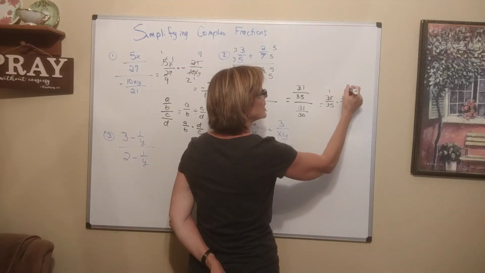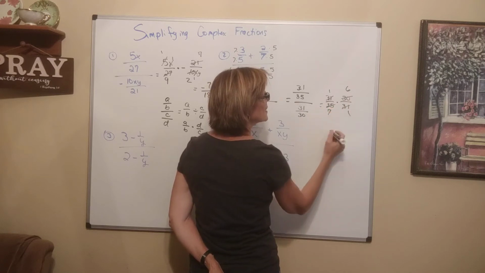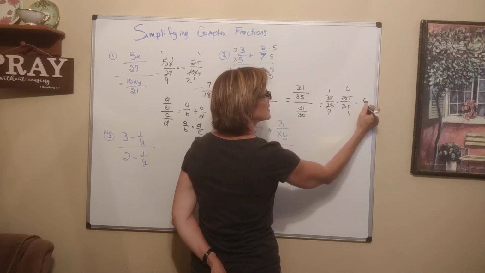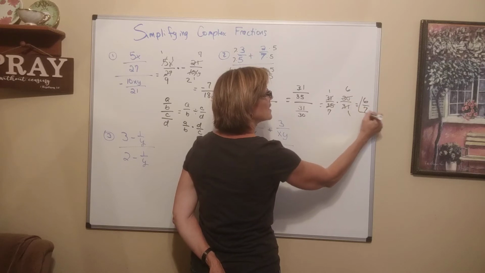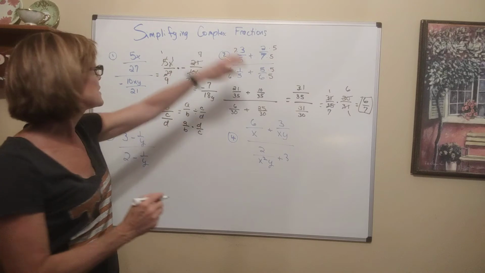5 will go into 30 6 times. 5 will go into 35 7 times. So 1 times 6 is 6, and 1 times 7 is 7. This is the simplified form of that complex fraction. All right, so that's the first two.